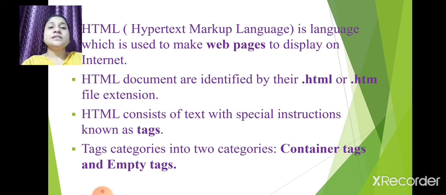In HTML it consists of text with special instructions known as tags. All the code will be written in HTML in tags. There are two types of tags. There are two categories, that is container tag and empty tag. All of you know container tag, which has both opening and closing. This type of tag is called container tag, and empty tag has only opening, it's called empty tag. In an empty tag there is no closing.